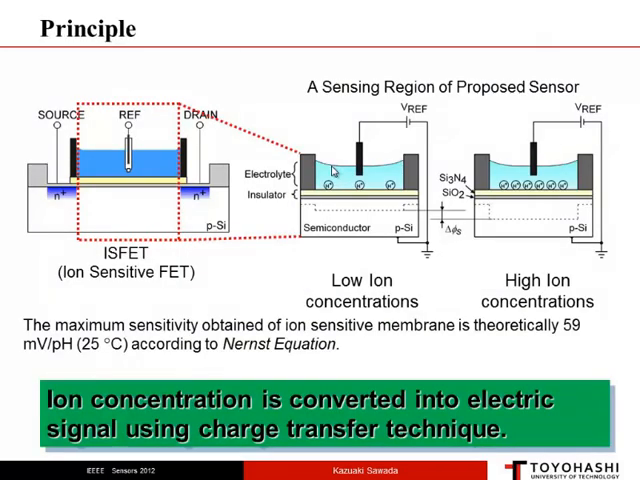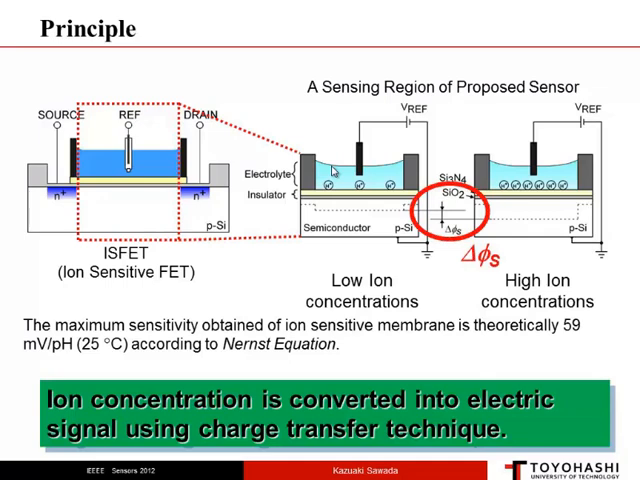Firstly, I'd like to explain the principle of our sensors. As you know, the ISFET is a very famous solid-state pH sensor. Our proposed CCD type ion image sensor has the same sensing structure. The sensing area consists of electrolyte, a sensing insulator as a sensing membrane, and semiconductor. The electrochemical potential between electrolyte and insulator is changed by the proton, hydrogen ion concentration, according to the Nernst equation.